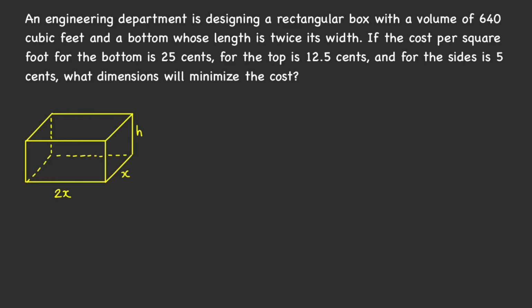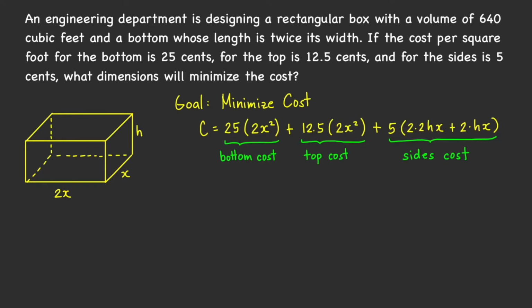The goal of this problem is to find the minimum cost. So we're given different costs per square foot for the bottom, so that is 25 cents per square foot, for the top, and then for the sides. So let's try to write down the cost as a function of a single variable. So here we have the area.